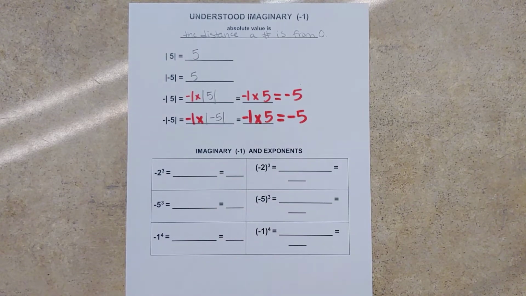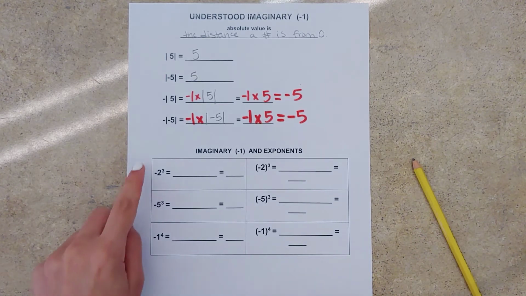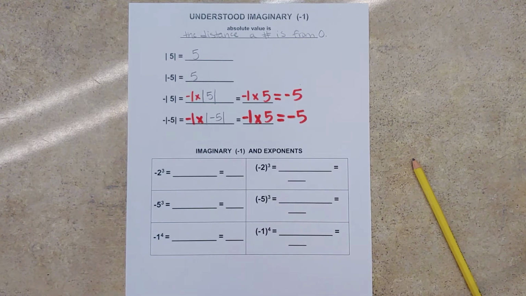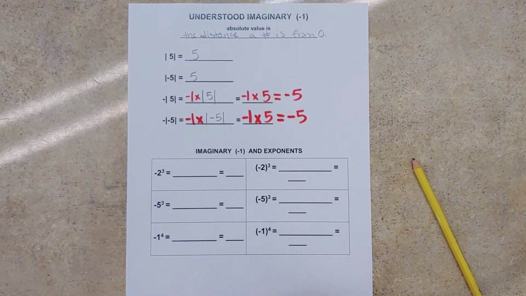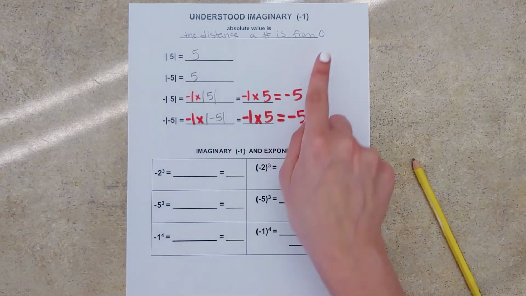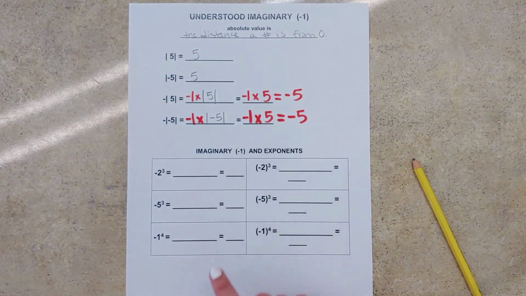All right? We can also see our imaginary 1 in our exponents, and we'll see that expanded down here. So we're going to get to this a little later once we start diving into this more, like in our algebra units. We're going to push pause on this for now and just play a little with our imaginary 1, utilizing absolute value.